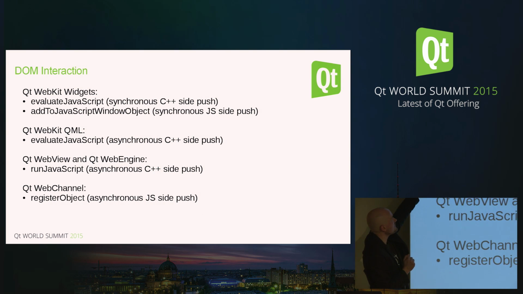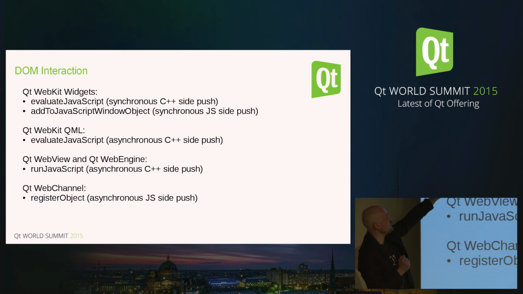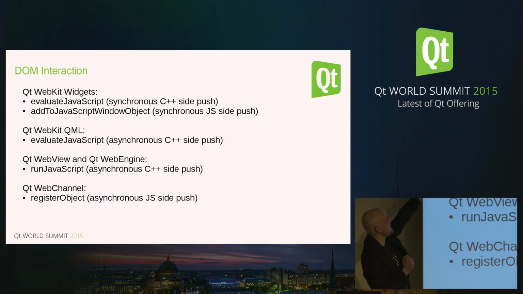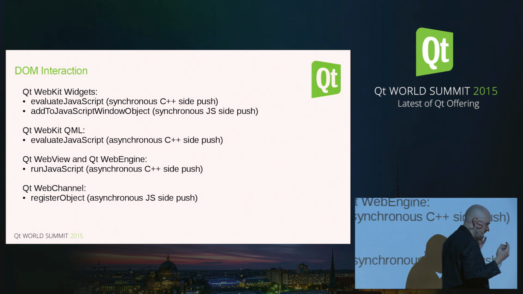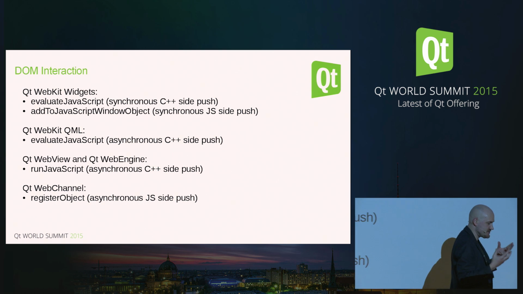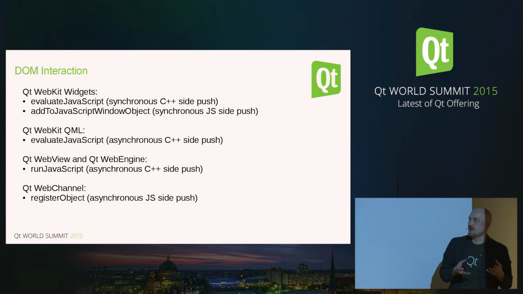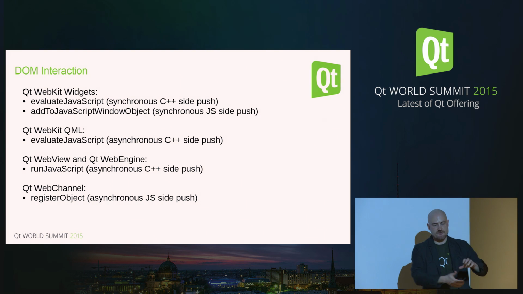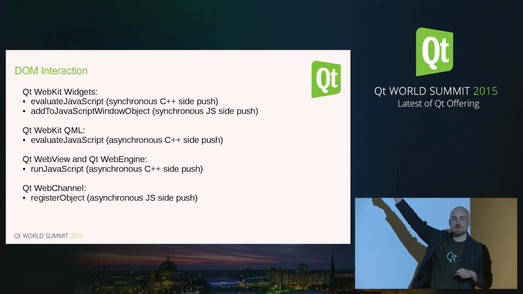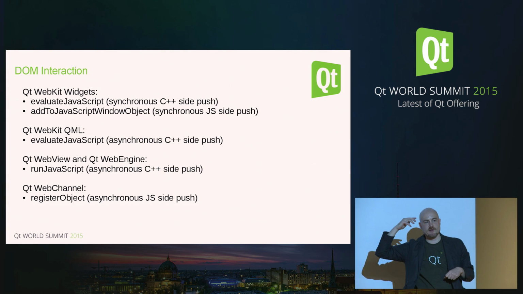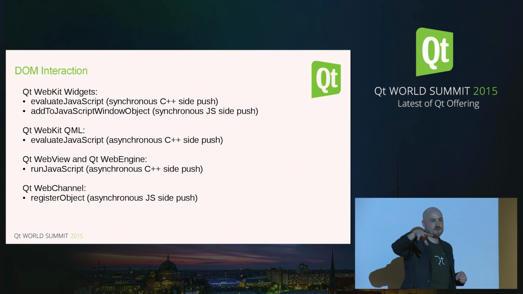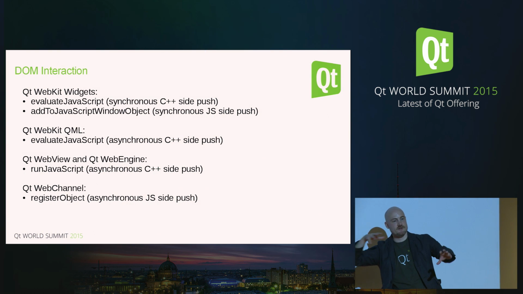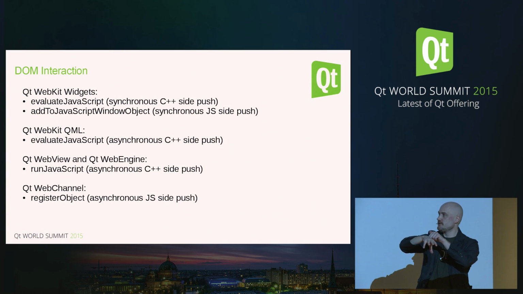But besides evaluateJavaScript, Qt WebKit widgets has another thing. It could do a very specific thing called addJavaScriptToWindowObject, which was this magic thing where you could take a QObject and insert it into the DOM of a web page. So that way, JavaScript could call C++. The first one, evaluateJavaScript, is a way for C++ to call JavaScript. The second one is a way for putting a QObject in so that JavaScript can call Qt.